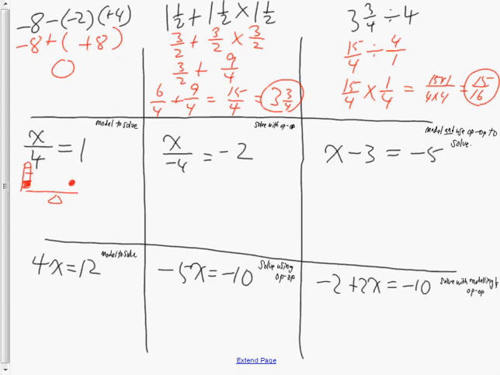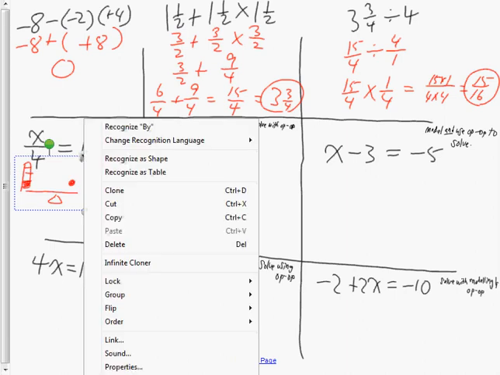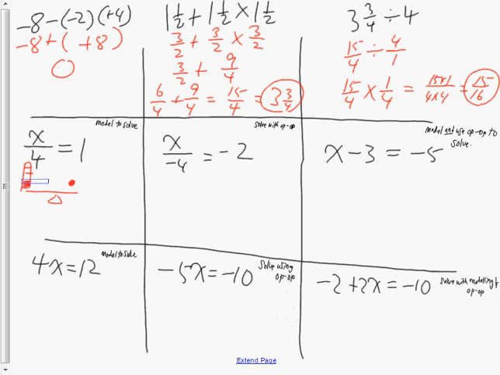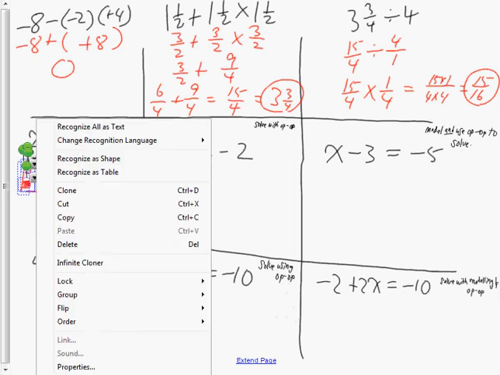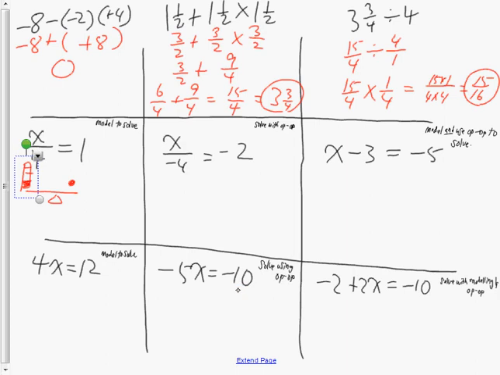So I don't want to know what a quarter of x is. I want to know what all of x is. So I'm going to quadruple this side. I'm going to use my infinite cloner here because it's easy. I think it'll let me do it. I'll ungroup. And then I'll just take this part here. And I'll group that part. And I'll infinite clone it.